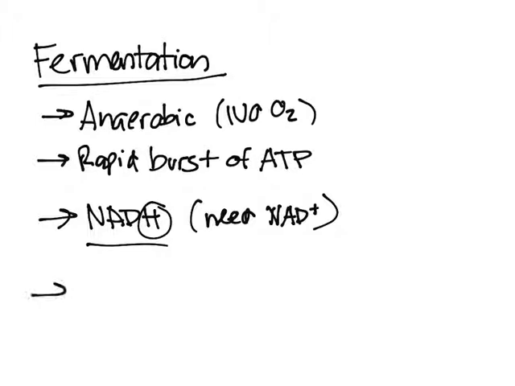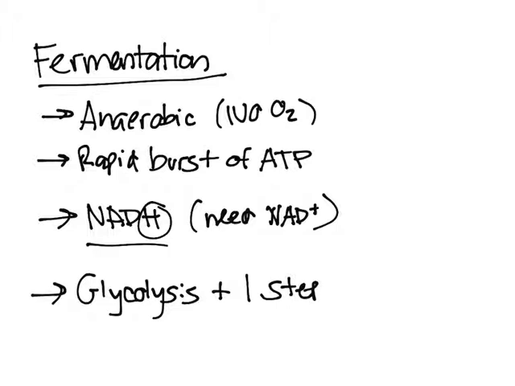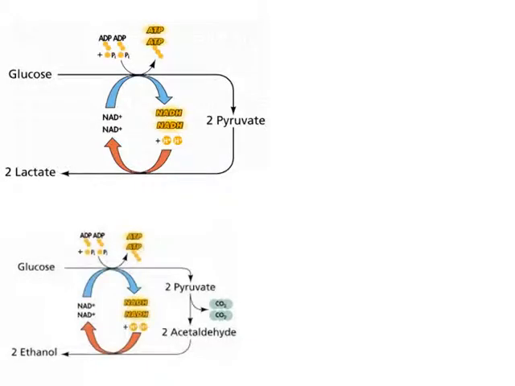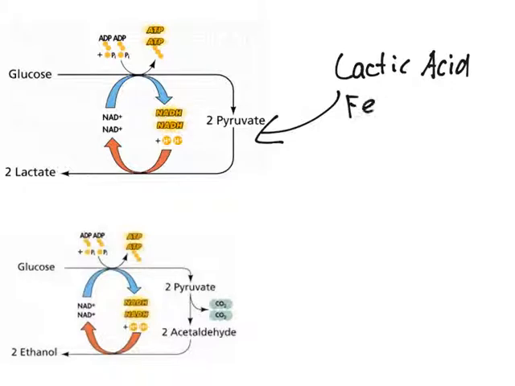And so finally, essentially what fermentation is, is just glycolysis plus another step to recycle the NADHs and to essentially just get an electron acceptor. And so there are actually two types. Hold on, let me clear this. And so now you can see this is lactic acid fermentation.